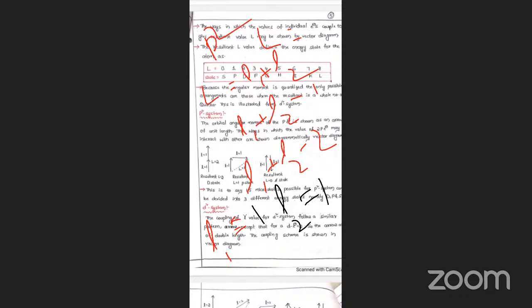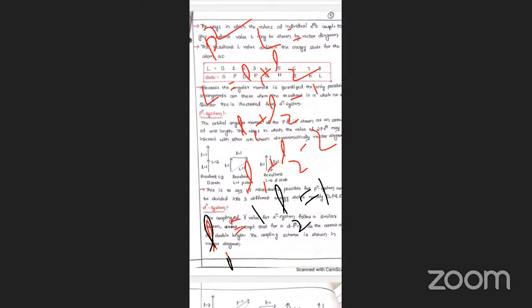L2 is equal to also 1. Why is L1 equal to 1? Why is L2 equal to 1? That means L1 is equal to 1 because the p orbital contains 2 electrons. 2 electrons are present in the p orbital only. Get the point here.